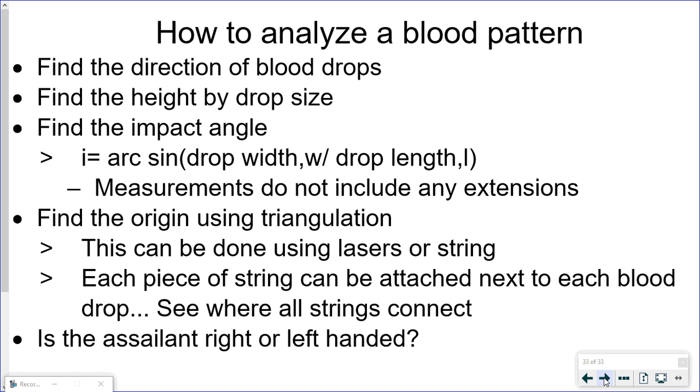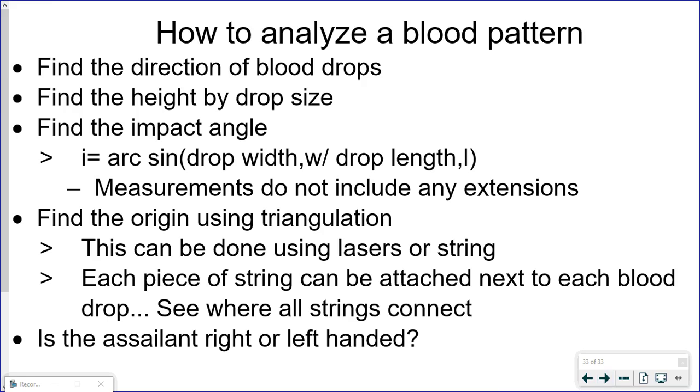And note that these measurements don't include any extensions, so it's just the main shape of the drop, whether it's more circular, more oval. So whenever you're typing that in the calculator, you do want to type the second sine and then do your width over your length. Make sure that they are measured in the same units. So if you're using inches, they need to both be in inches. We tend to use the metric system, so I might recommend using centimeters or millimeters.